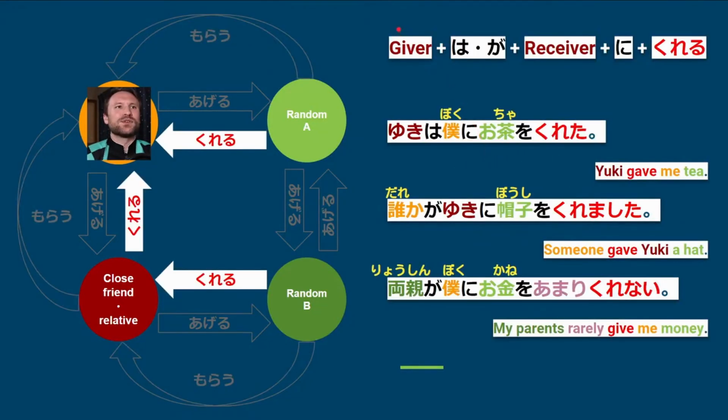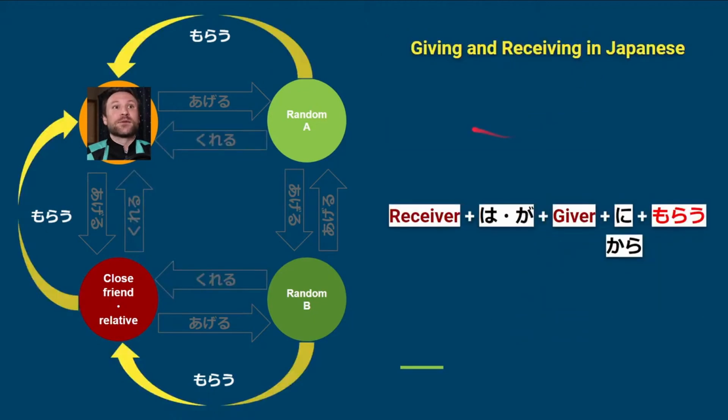If we go back up to kureru, we've got giver first marked by wa or ga, receiver marked by ni. But for morau, we've got the receiver marked by wa or ga. They're the topic of the sentence. They're the main person who's receiving something. And the giver is who it's coming from. It's the direction it's coming from. So we mark them with ni. But more frequently, I feel like, at least where I live, kara. From. Kara means from, right? Ni can also just mean in a direction. But kara generally, this is the kara that means from. So it feels better, I feel like, to say kara when you're using morau.